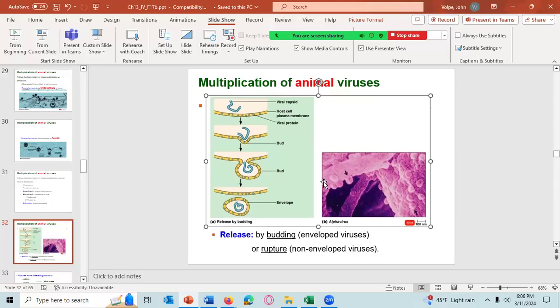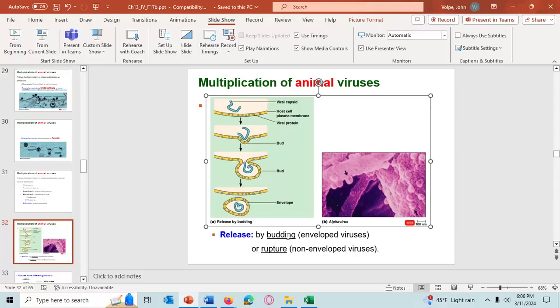I moved that by accident. All right, so that's the budding life cycle viruses. The budding life cycle viruses always have an envelope. And then the lytic life cycle viruses are always naked viruses. There's two more life cycles I need to talk about.